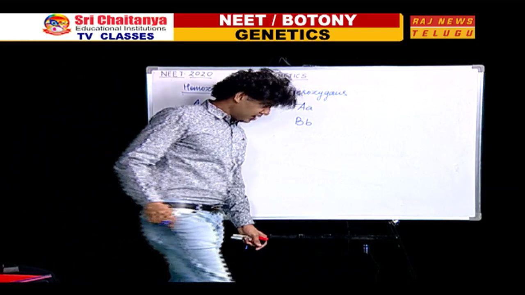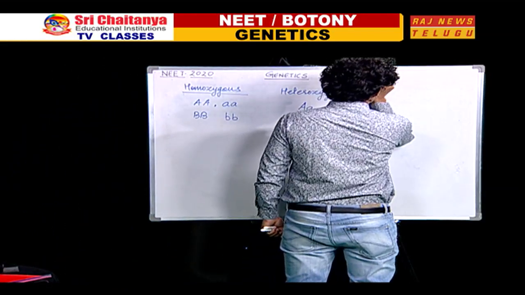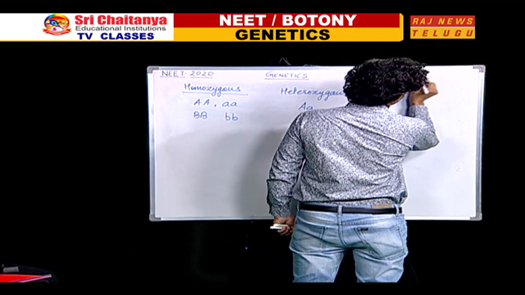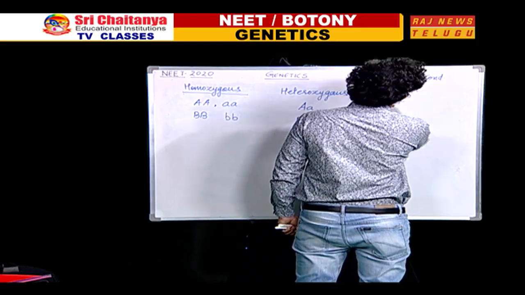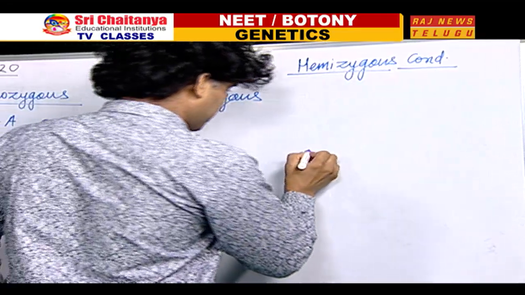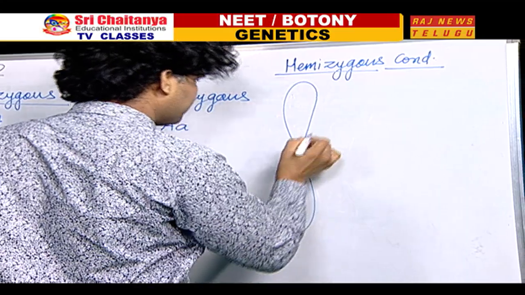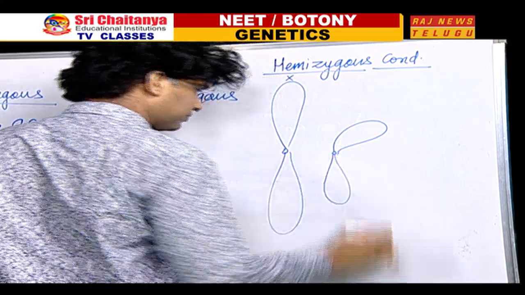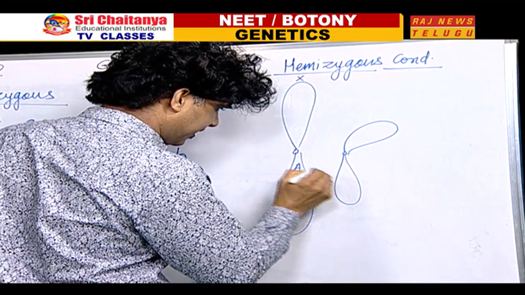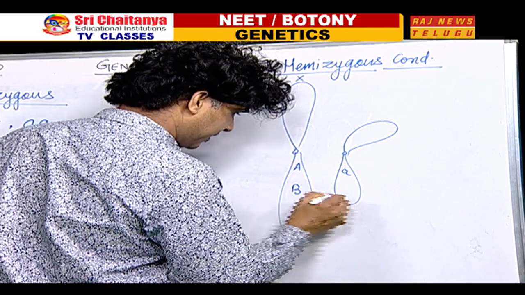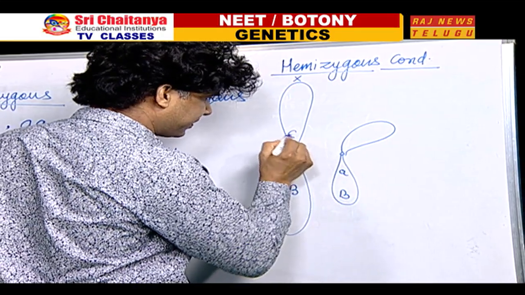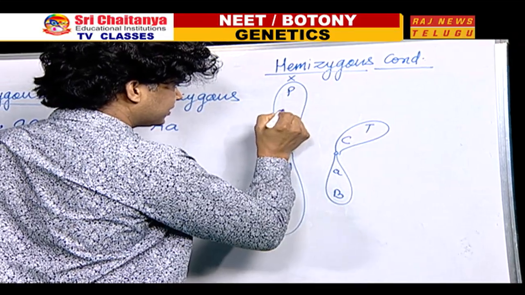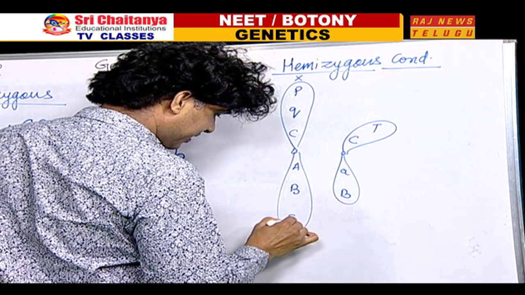One more terminology I would like to share with the students, that is the hemizygous condition. You see, this is our, suppose, X chromosome, and suppose this is the Y chromosome. Here there is a capital A, here there is a small a, here there is a capital B, here there is a capital B, here there is a capital C, there is a capital C, there is suppose T, there is a P, there is a Q, there is an S.